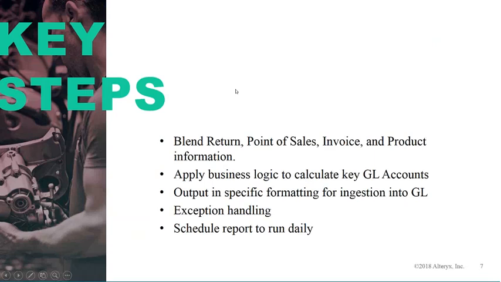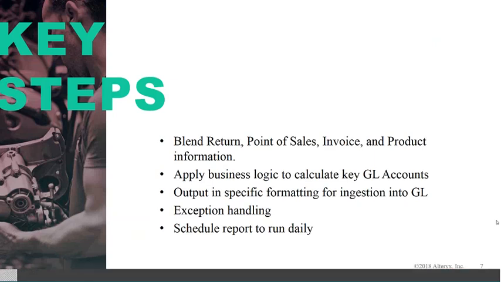We're going to go through a couple key steps. The first thing we're going to do is blend different data sources together to ensure that we have all the information needed to create this automation process. Next, we're going to apply some business logic. This is key for every single business, as they each have their own special logic that they calculate either revenue or maybe returns. And then we're going to output it to a specific format for ingestion into a general ledger. We're going to look at exception handling and a little bit of reconciliation, and then show how to schedule this report to run daily.